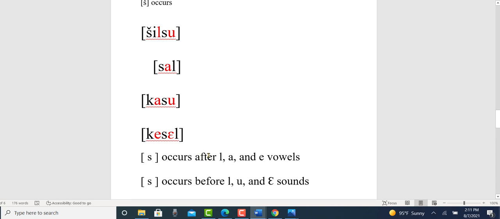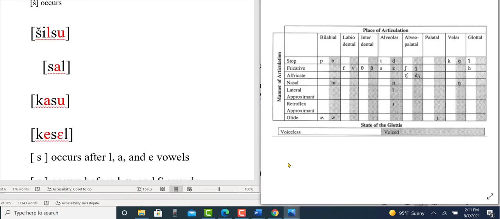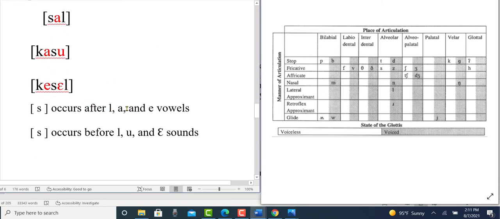So far the S occurs after an L, an A, and a little E vowel. We can say that. But what does that really mean? We have the A here. This is a back, low, lax vowel. But the E is more of a front, mid, tense vowel. There's no relationship there. Then we go over to the consonant chart to look at the L, the alveolar lateral consonant. So I'm just going to say that the S occurs after the L, A, and the E vowels, but really that doesn't look like a specific phonological pattern that we can make any generalizations about.